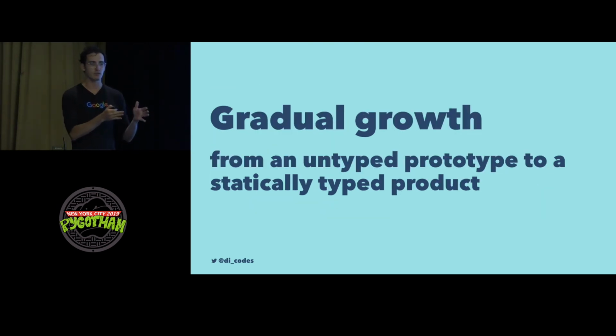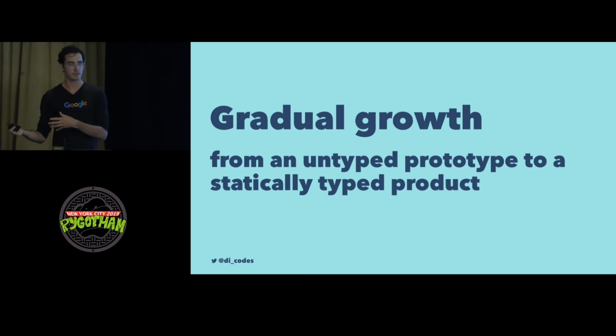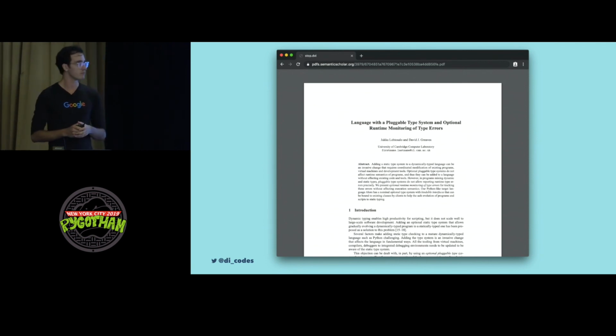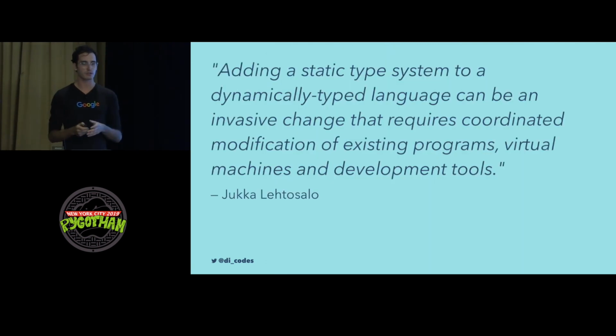He wanted to have this gradual growth from something that was completely untyped and allow you to slowly mix in and add static typing to it. Sounds kind of interesting. It'd be great to not have to do it all at once, especially if you have millions of lines. So in 2011, he published his PhD thesis, and basically his conclusion was this.